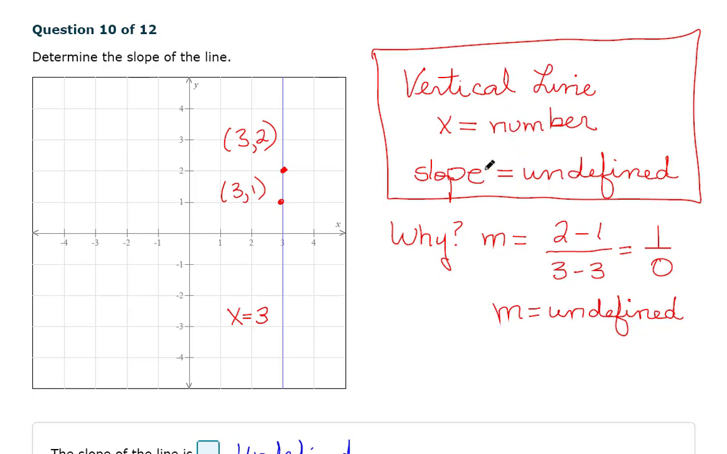Why is it undefined? Well, let's see, there is a change in y. 2 minus 1 is 1. But notice there's no change in x's, and 3 minus 3 is 0, and 1 over 0 is undefined. So the slope of vertical lines is undefined. They are of the form x equals a number, and the number is exactly where it's crossing on the x-axis.